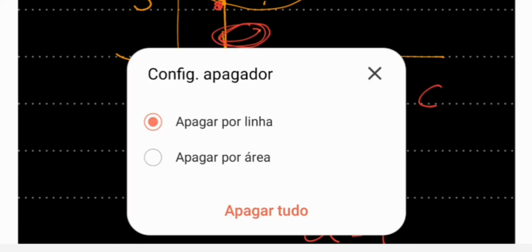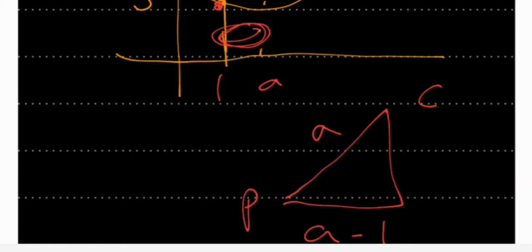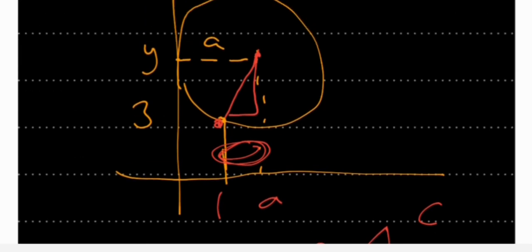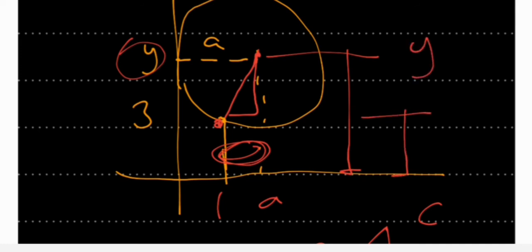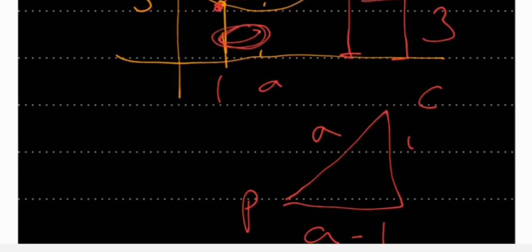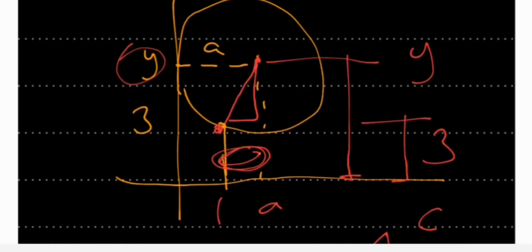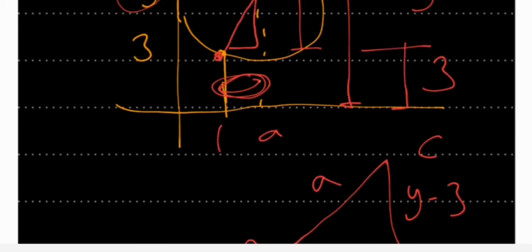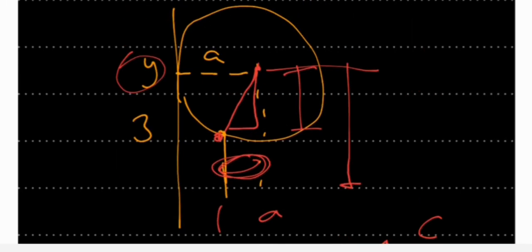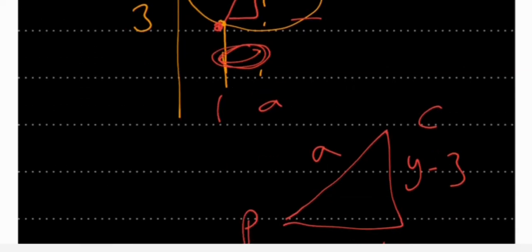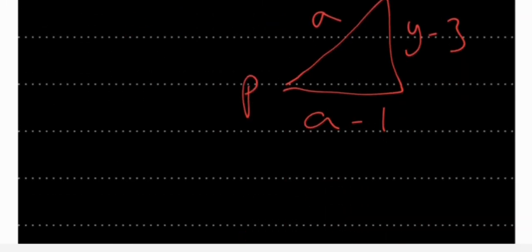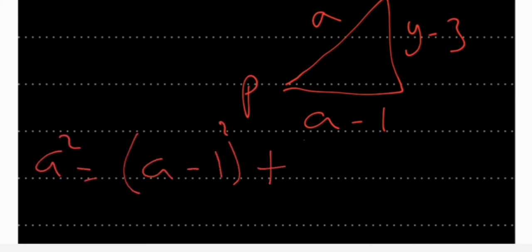Now the same goes for this part over here. All this is Y, but this part over here is 3. So this side over here is Y minus 3, okay, because we only want this side. So we have that A squared is equal to (A minus 1) squared plus (Y minus 3) squared, okay?